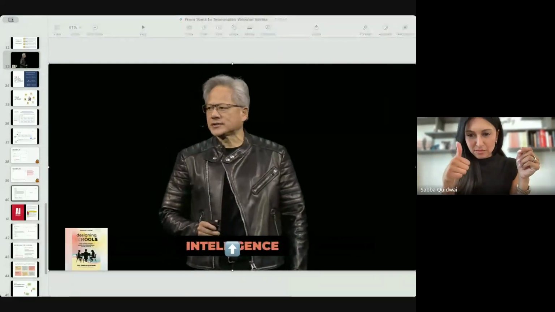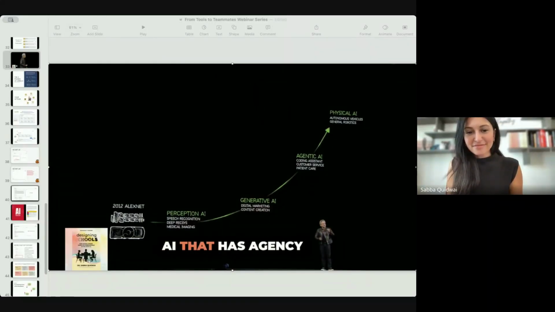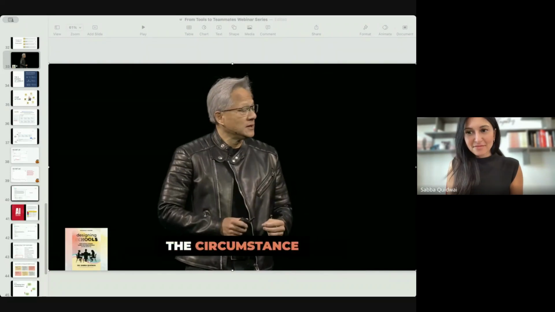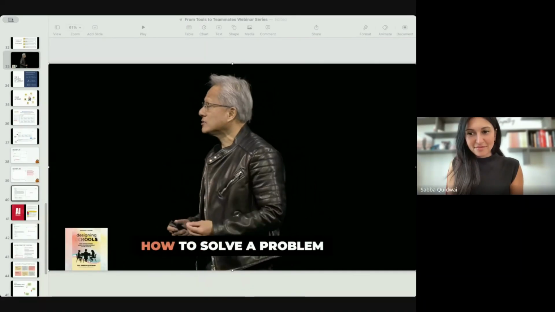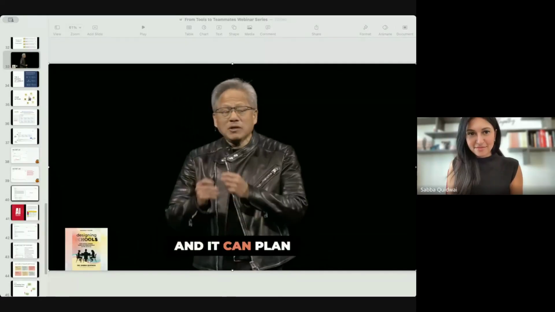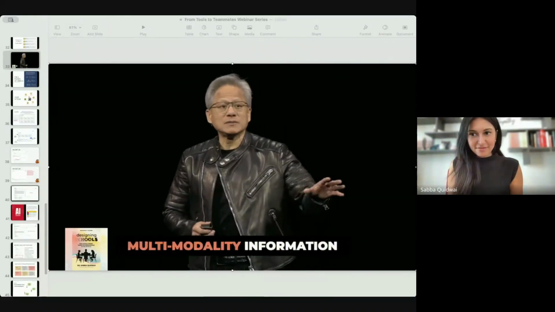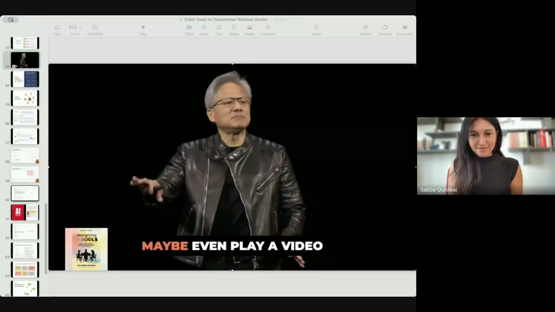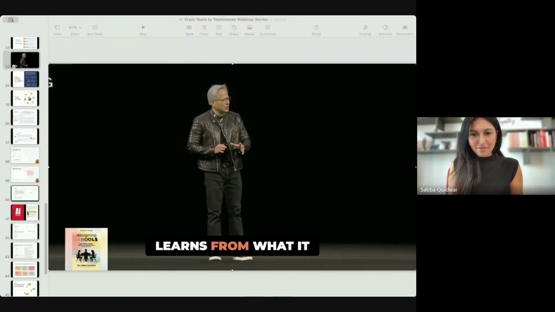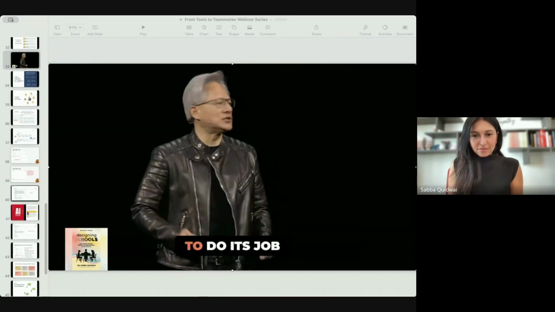Fundamental advance in artificial intelligence. We call it agentic AI. Agentic AI basically means that you have an AI that has agency. It can perceive and understand the context of the circumstance. It can reason, very importantly, it can reason about how to answer or how to solve a problem. And it can plan and take action. It can use tools because it now understands multimodality information. It can go to a website and look at the format of the website, words and videos, maybe even play a video. Learns from what it learns from that website, understands it, and comes back and uses that newfound knowledge to do its job.